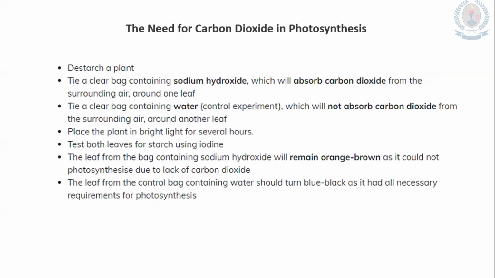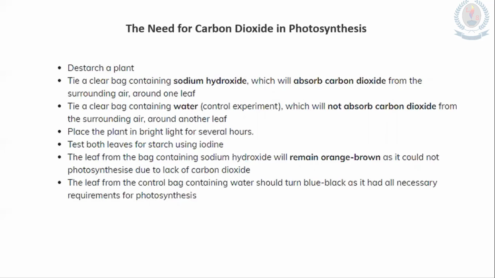Now we will see the effect of carbon dioxide. For photosynthesis, the same protocol can be followed. So first of all, we have to destarch the plant. Then we tie a clear bag containing sodium hydroxide, or else we can use potassium hydroxide. Why are we using these chemicals? Because they are capable of absorbing carbon dioxide from the surrounding air.